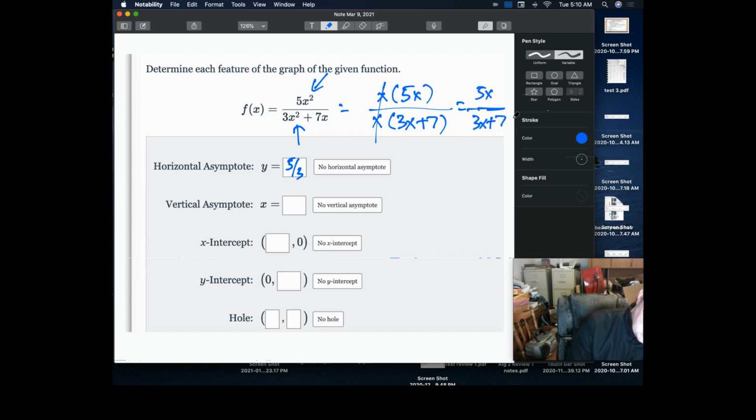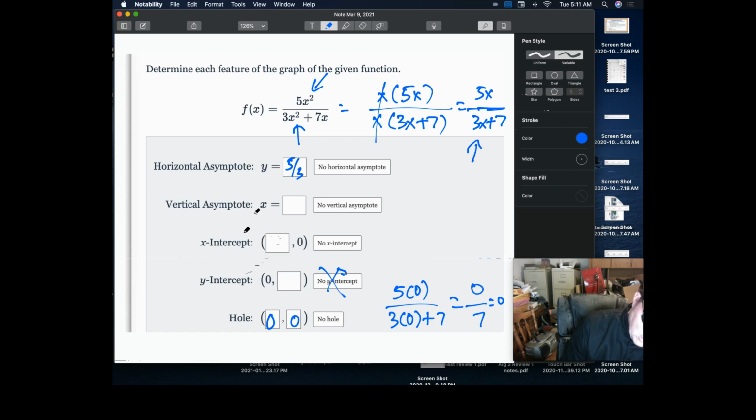So that means that the hole is at 0, okay? Which also means that you don't have a y-intercept, right? Because the y-intercept is when x is 0. So if you have a hole there, that doesn't exist. And so if I plug in 0 into this one, let's see what happens. You get 5 times 0 over 3 times 0 plus 7, which is 0 over 7, which is 0. So you have 0 zeros, or you get the hole.